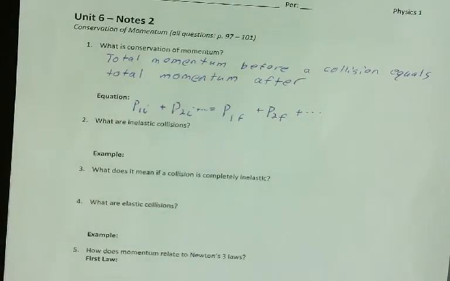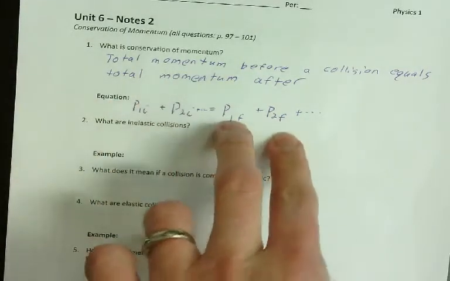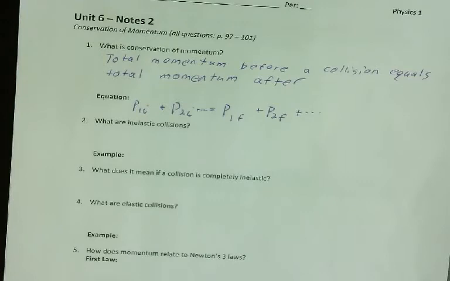If there's 2, you add 2. If there's 3, you add 3. If there's 4, you add 4. It doesn't matter. We usually won't go more than 3. Also, I should mention, the before and the after can have different numbers of things. There can be 1 thing before and 3 things after. There can be 2 things before and 1 thing after. It just depends on the problem.